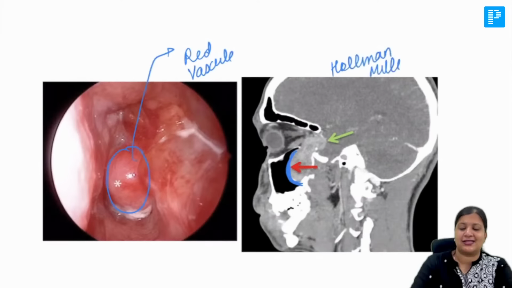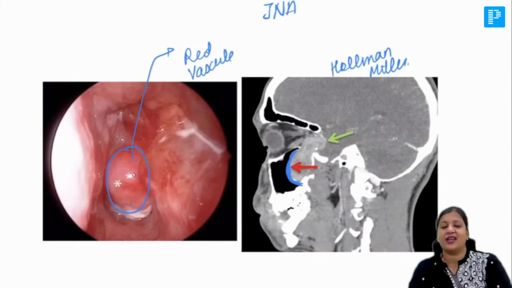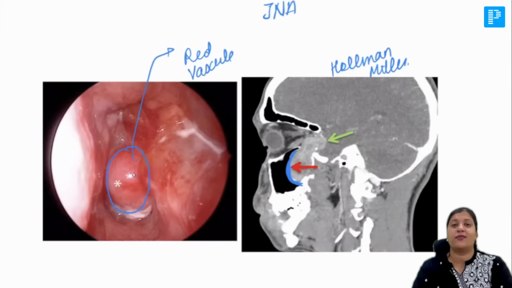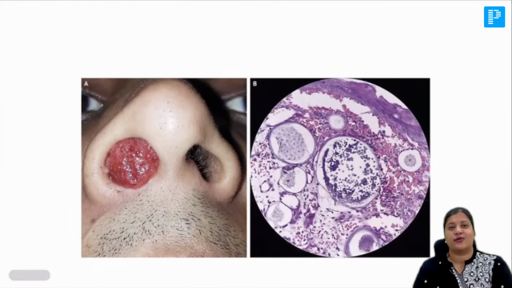Where do you see this? This is seen in JNA. We have revised everything about JNA in one of the MCQs before. So I hope the image of Holman-Miller and the picture is also sorted.